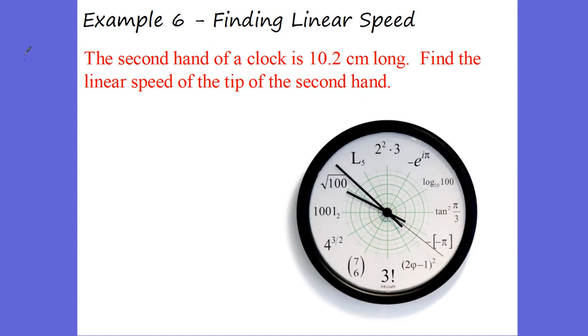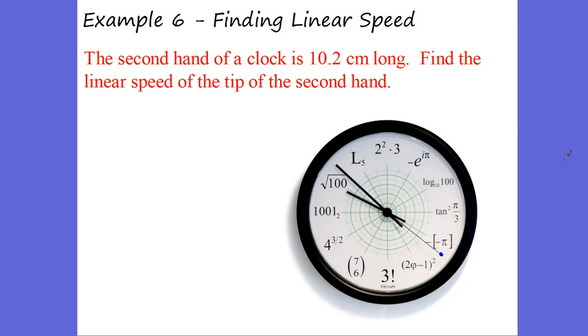Now we can also find linear speed. Okay, so we have the second hand on the clock, which is this hand right here. We know it's 10.2 centimeters long, and we want to find the linear speed of this second hand.